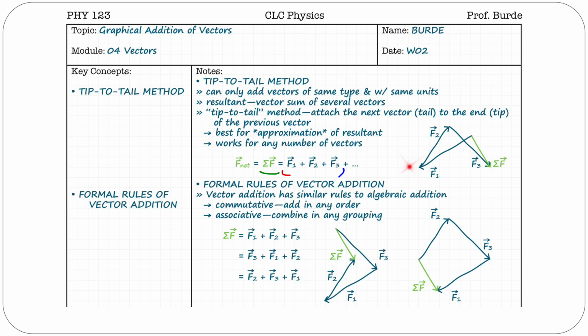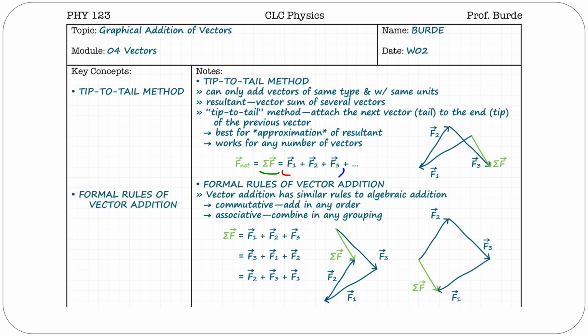Here we showed 3 different vectors being added together, but this would work for any number of vectors. That said, this is good for an approximation of the resultant. This is a good place to start whenever you have a vector problem because you can approximate or guess what the resultant is going to look like, and then when you do your calculations, you can confirm that your final answer makes sense based on the magnitude and orientation of that resultant vector.